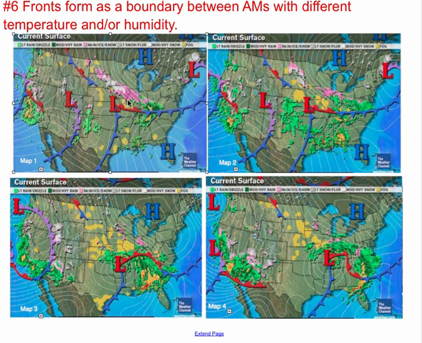Fronts are boundaries between air masses with different temperature and humidity. So you know the air back here behind this cold front is going to be colder with different humidity than the air over here, which is going to be warmer with different humidity. Even the air mass here is going to be warmer than the air here, which is going to be warmer than the air here, which is going to be colder than the air here. Okay, kind of putting everything together. You've got to know your fronts.